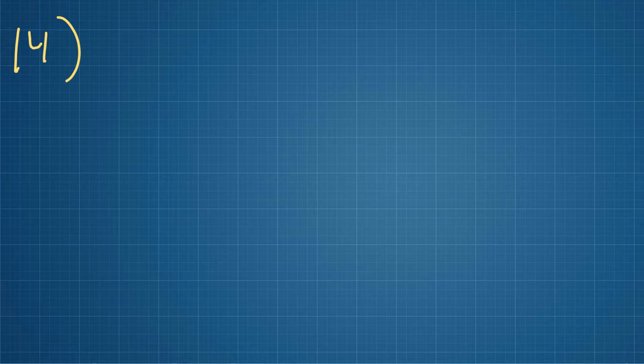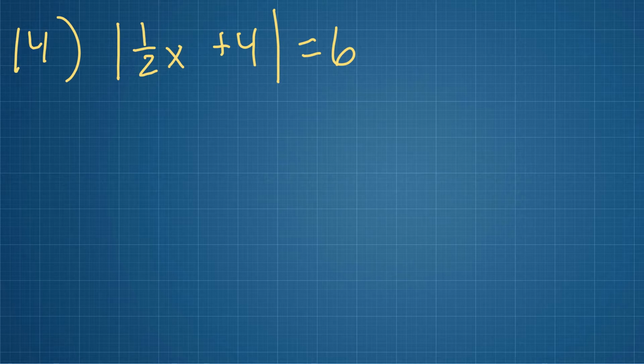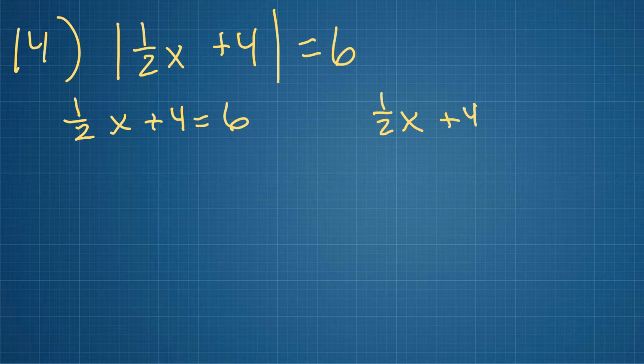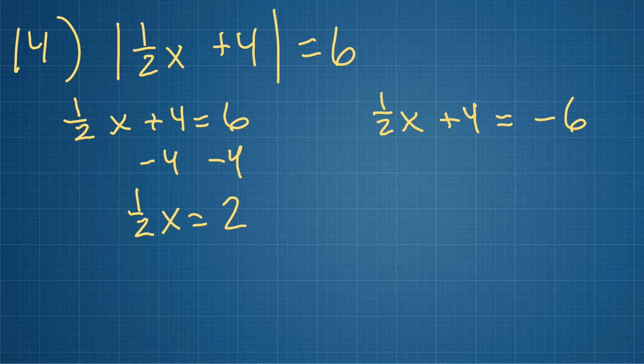Number 14, we have the absolute value of 1/2 x plus 4 equals 6. If you wanted to multiply everything by 2 to start to make that fraction go away immediately, you can do that. I'm not going to. I'm going to say 1/2 x plus 4 equals 6, and 1/2 x plus 4 equals negative 6. I'm going to minus 4 from both sides. I get 1/2 x equals 2. Multiply both sides by 2. That will make the fraction go away. I get x equals 4.